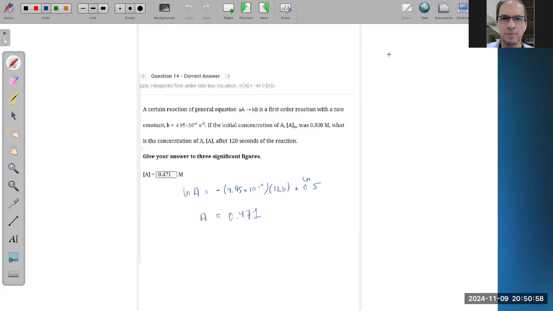Right. This is a reaction in which A moles of A reacted with B moles of B. First order reaction with a rate constant K equal to 4.95 multiplied by 10 to the power of -4 s^-1. Don't forget the units.